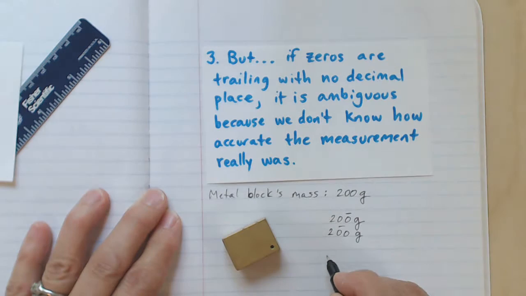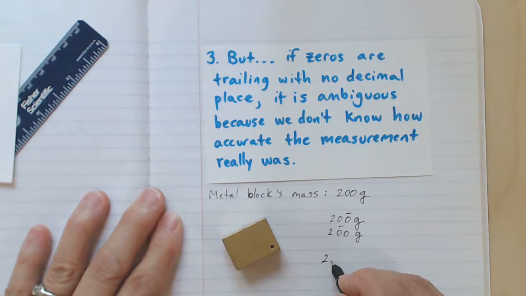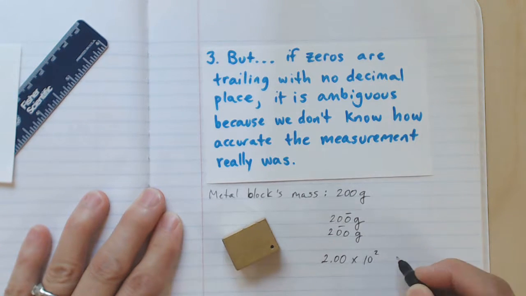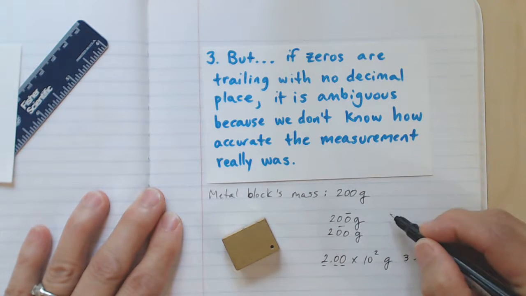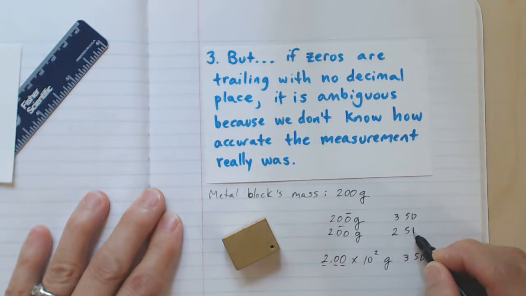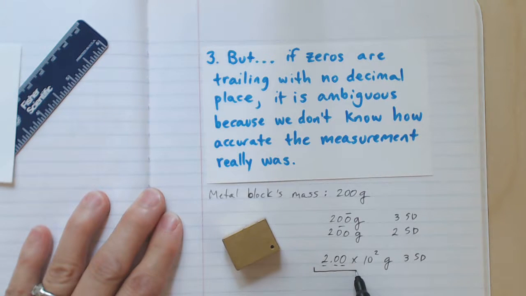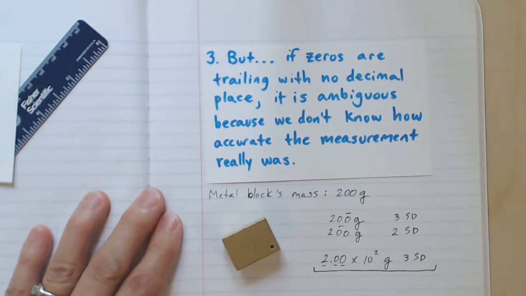in scientific notation. So if I want to indicate the number of digits that are significant, I would write 2.00 times 10 to the second grams, and that indicates that all 3 of these digits are significant. So here we have 3 significant digits, whereas up here we also had 3 significant digits, but here we just had 2 significant digits. And again, using scientific notation is the best way to indicate automatically the number of significant digits and the accuracy of a measurement.